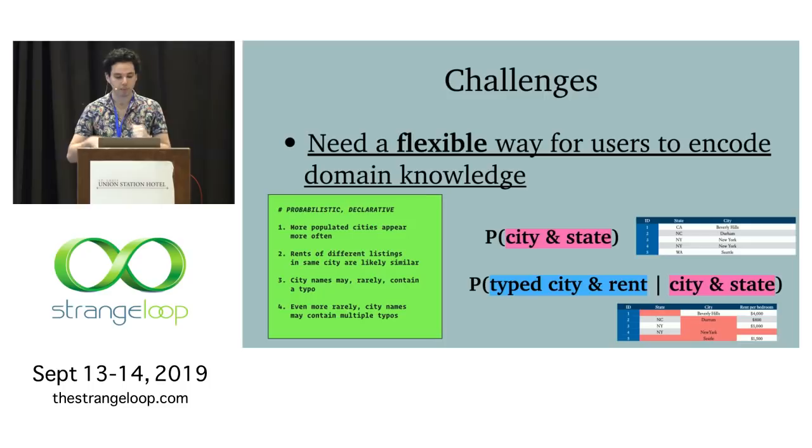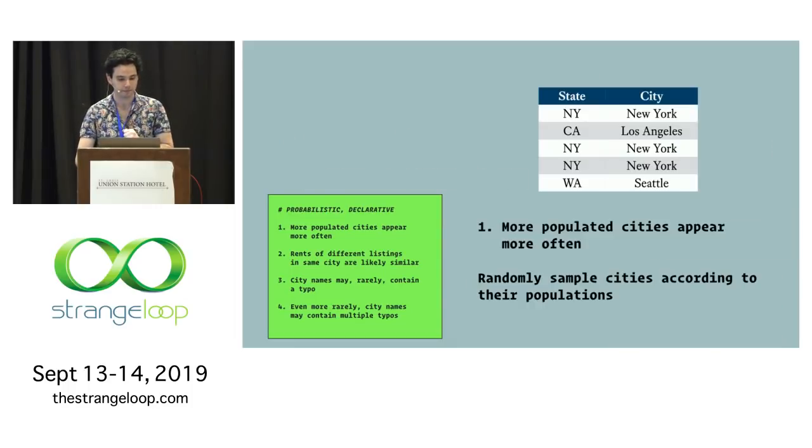Similarly, we can write a program that takes in a particular city and state and randomly generates a rent and randomly adds typos to the city to generate a typed city and a rent. And in doing that, we've specified a probability distribution over typed cities and rents that depends on the particular city and state that we're in.